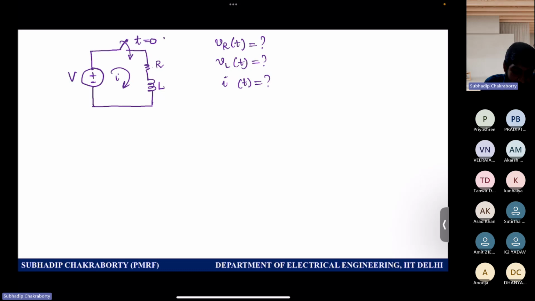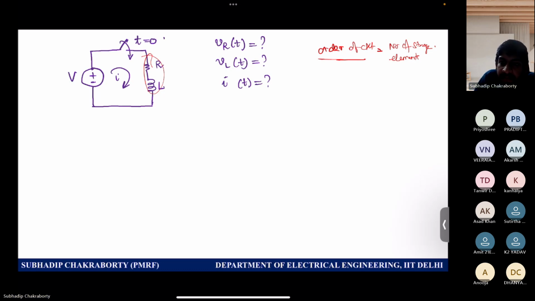Sir, what is the order of this circuit? Sir, 2. No, sorry, 1. So I told you, whenever someone asks you the simple question of the order of a circuit, it should be equal to the number of storage elements. And I also told you that the resistor is not a storing element. It does not change the transient response. It has no role to play in the transients. Just understand that from the very scratch.